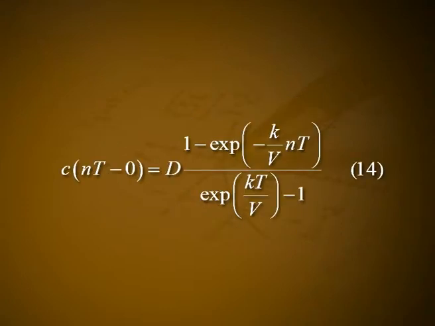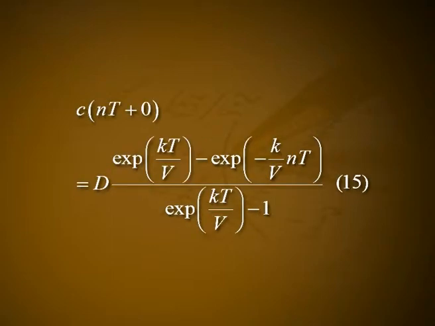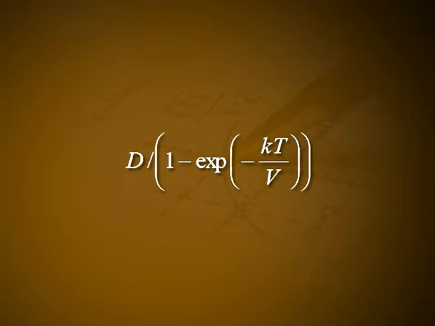That is, C(nT - 0) is equal to D (1 - e^(-k/V nT)) divided by (e^(kT/V) - 1). And C(nT + 0) is equal to D (e^(kT/V) - e^(-k/V nT)) divided by (e^(kT/V) - 1). Thus, the concentration never exceeds D by (1 - e^(-k/V T)).